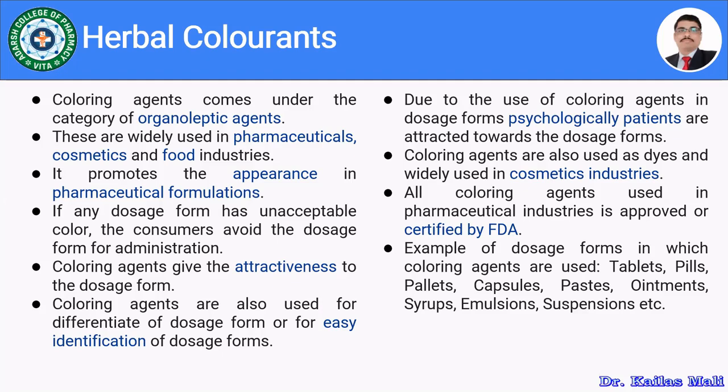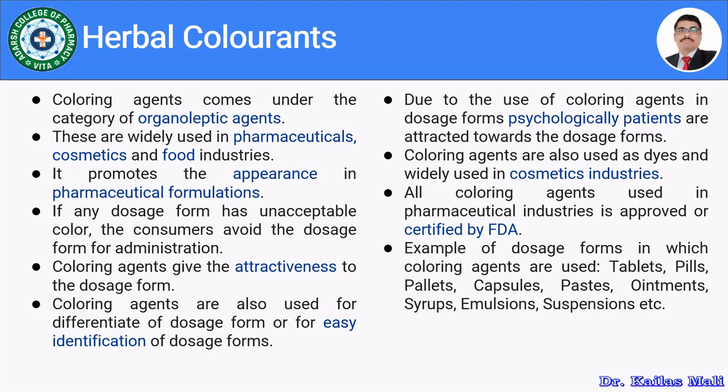All coloring agents that we are using are approved by the authorities, or they should be certified by the Food and Drug Administration. Examples of the dosage forms in which we use coloring agents are tablets, empty capsules, pills, pellets, pastes, ointments, syrups, emulsions, suspensions, mouthwashes, gargles, and so on. So in these preparations, generally we are using coloring agents.